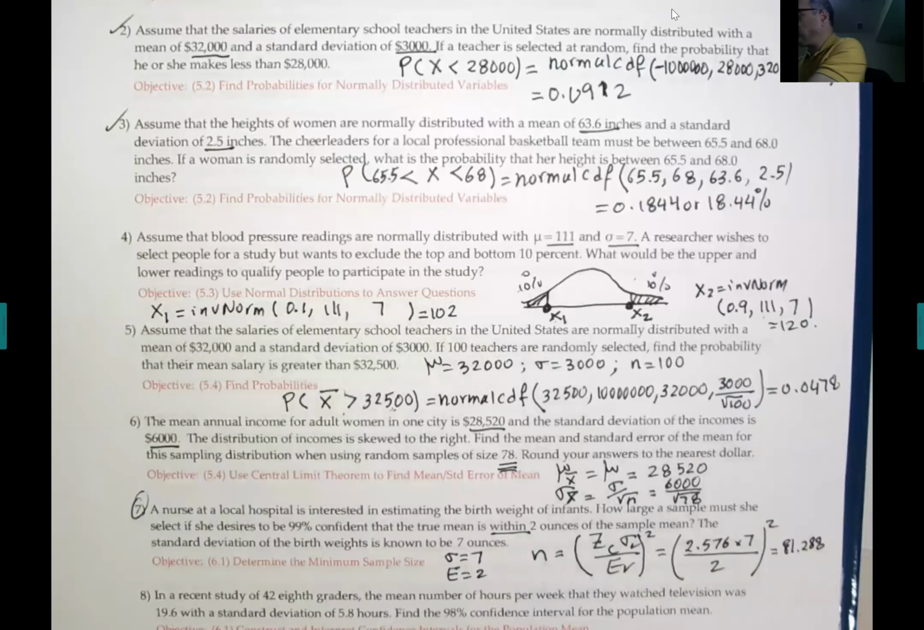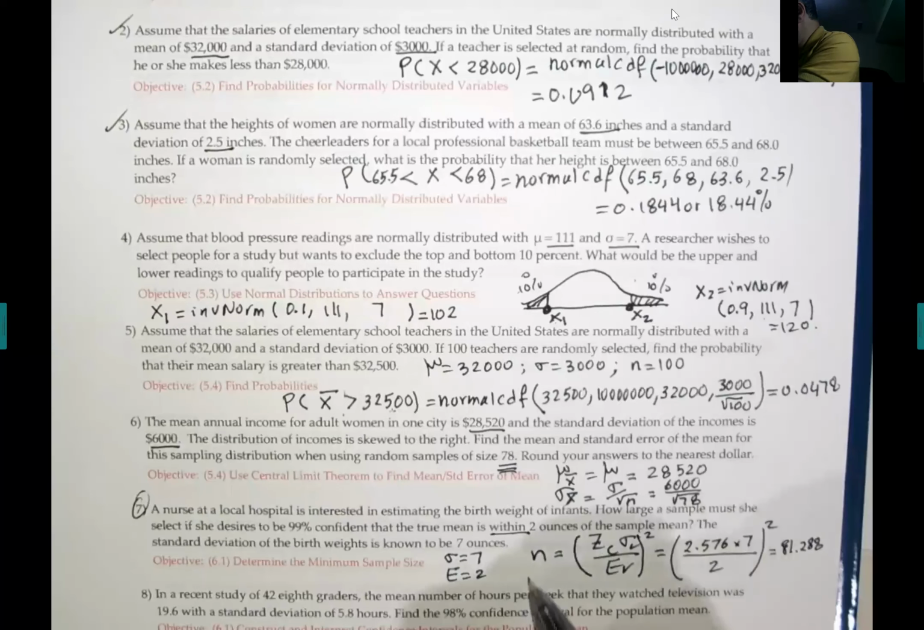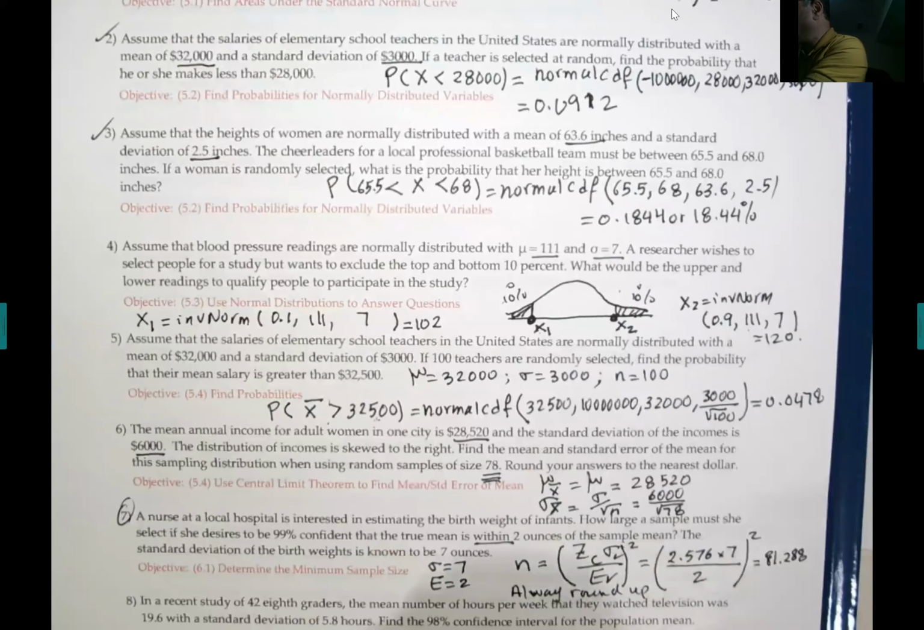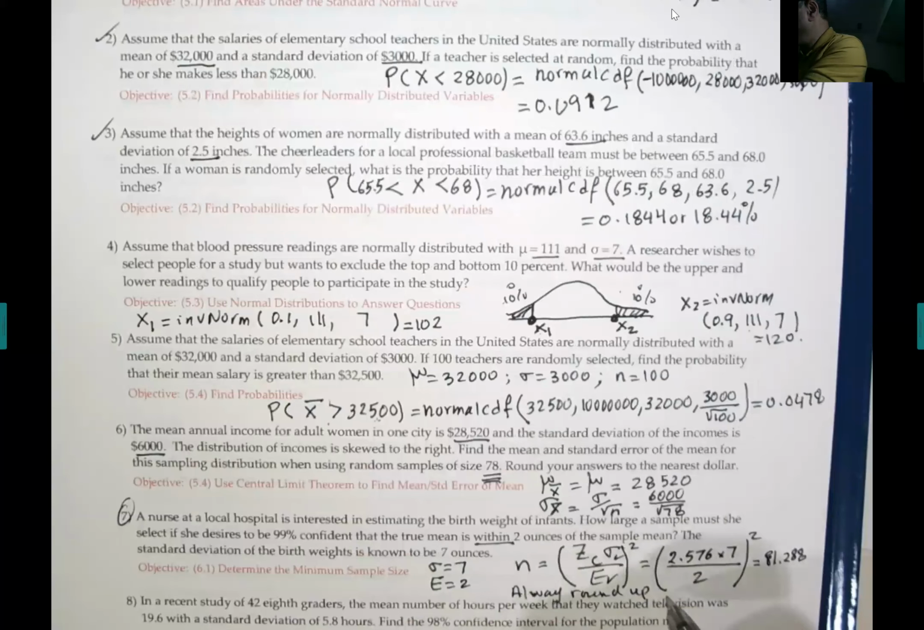82. Yes, you round up. Always. Let me write this down. Round up. Even if this is 81.007, guys, you have to round it up to 82. So round up. So the answer is 82 or more.